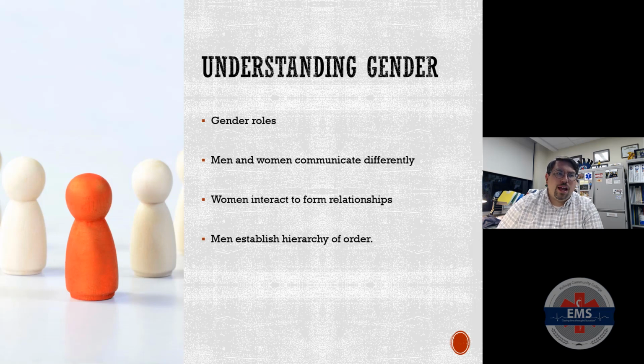Where it says women interact to form relationships and men establish a hierarchy of order. Yes, to a certain extent, that is true, but that's not necessarily completely accurate, one versus the other. Women can easily have a hierarchy and control and have order, and men can easily want to have interactions to form better relationships. We have to recognize that, yes, there's rules, but that's changing, and so I'll leave it at that.